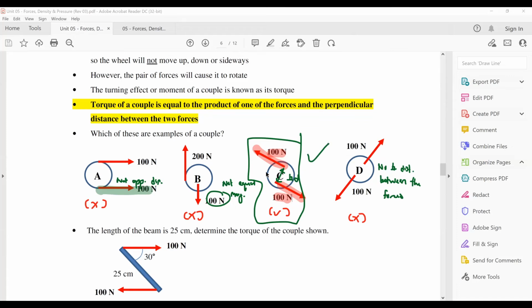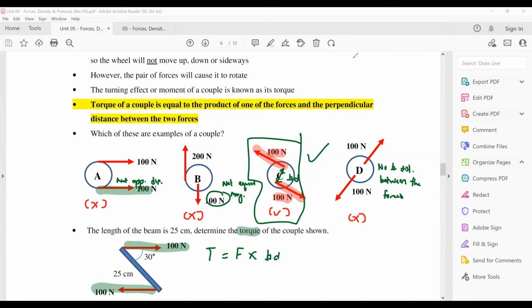So this one is okay. Now, if you look at the other example, the length of the beam is 25 centimeters. Determine the torque of the couple shown. Okay, you already identify this is a couple because you see equal opposite forces separated by distance. They want you to determine the torque. This one is very straightforward already. Torque equals force times perpendicular distance.